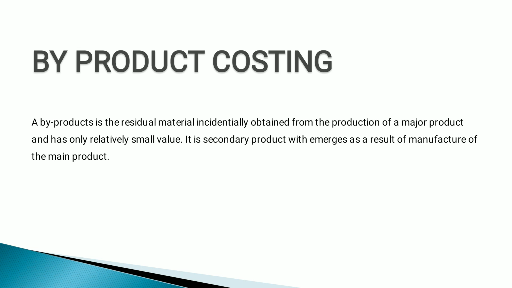So next we will go to byproduct costing. Byproduct costing deals with the residual material incidentally obtained from the production of a major product, which has only a relatively small value. It is a secondary product that emerges as a result of manufacture of the main product. So we will go to the problem.